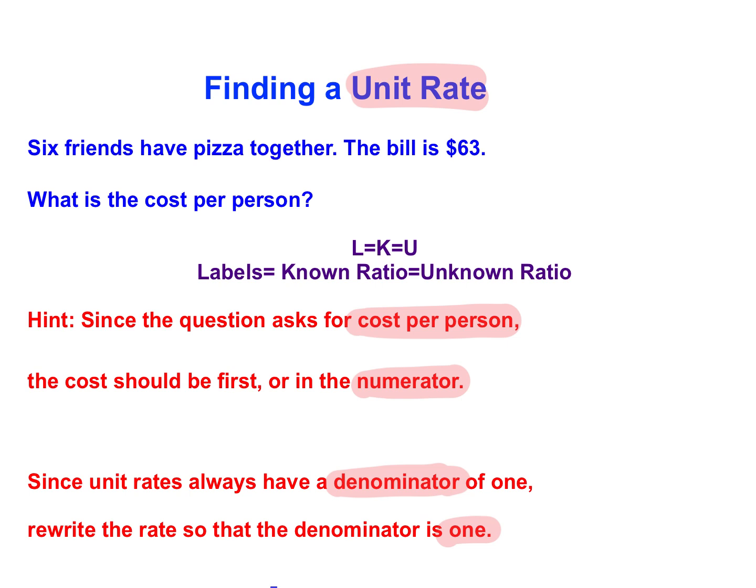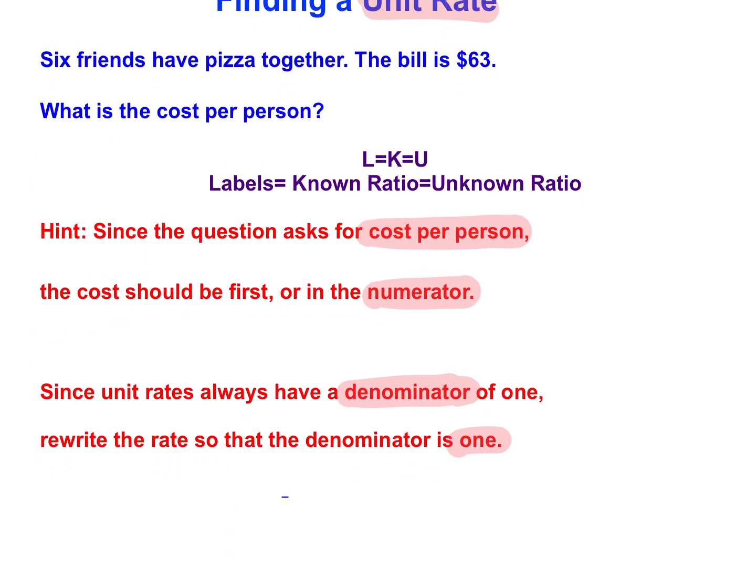So our setup when we're finding a unit rate is going to be something like what it's listed here in the middle. We're going to do our labels and then our known rate and then our unknown rate. This is the exact same setup that we use for proportions. We start by writing out our labels. Then we're going to set up the information that's given, the ratio or rate that's given to us in the problem, and then we're going to turn it into that unit rate, which is the unknown.